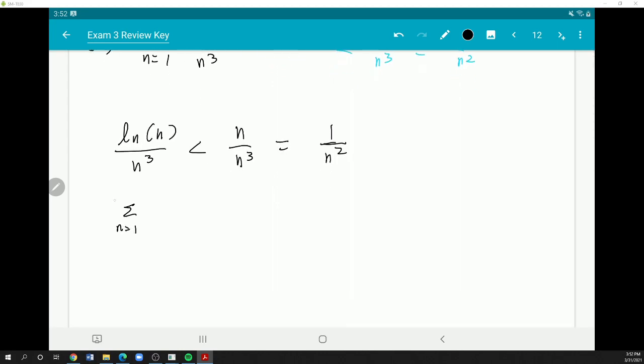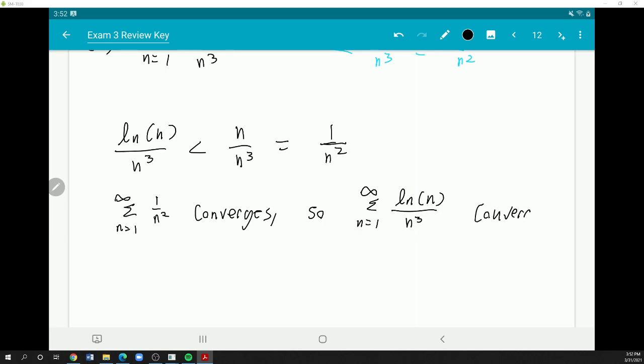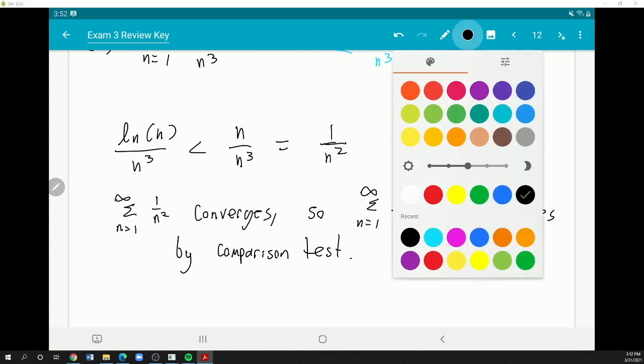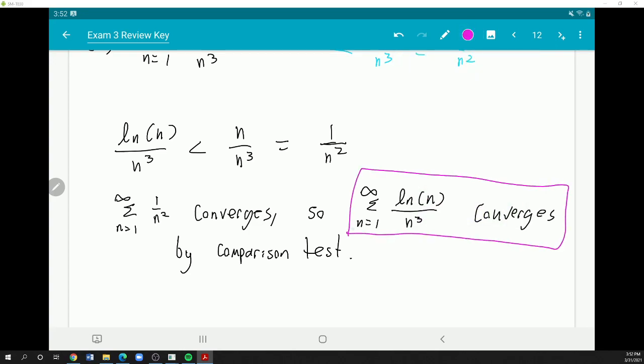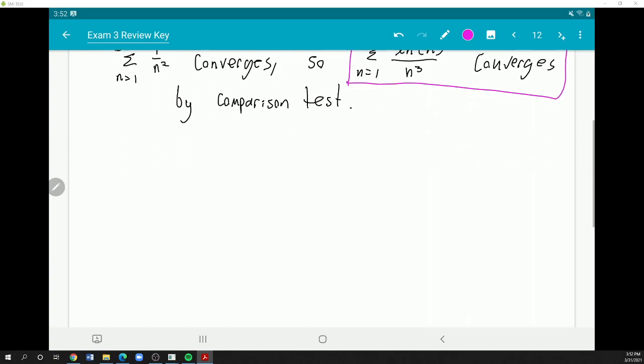This sum, n equals 1 to infinity of 1 over n squared, converges. So the sum of natural log of n over n cubed converges, not by limit comparison anymore, but just by the normal, no adjective, comparison test. So that's what we have there.